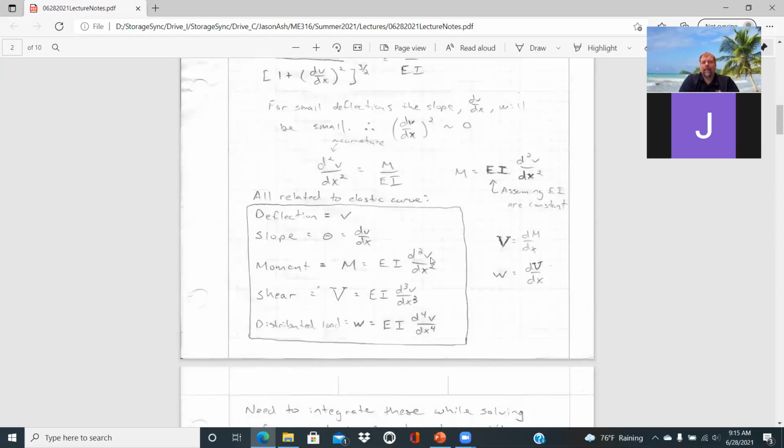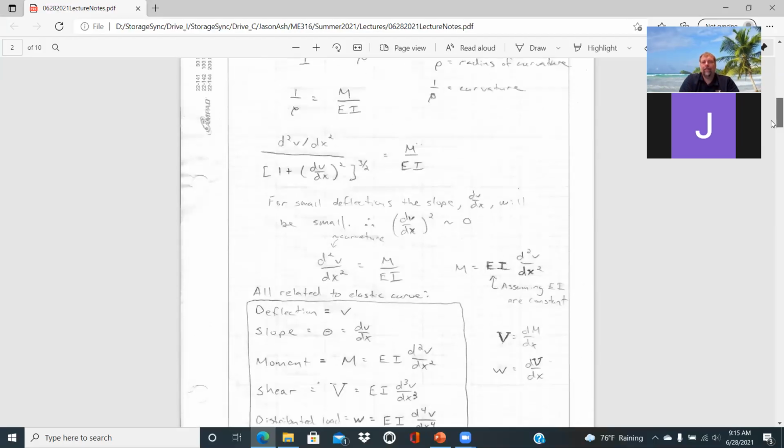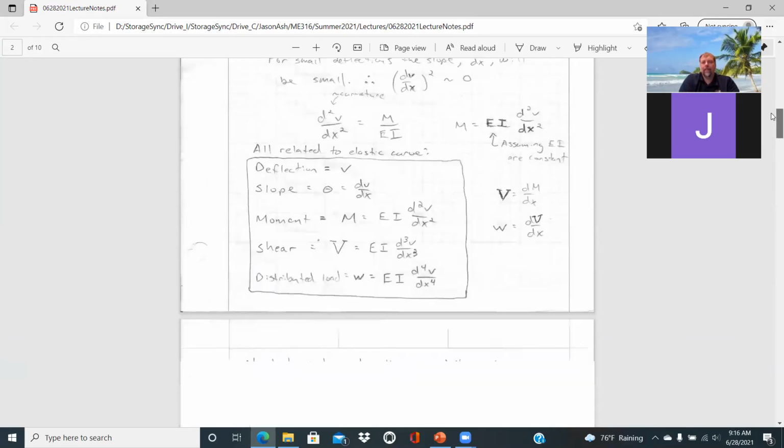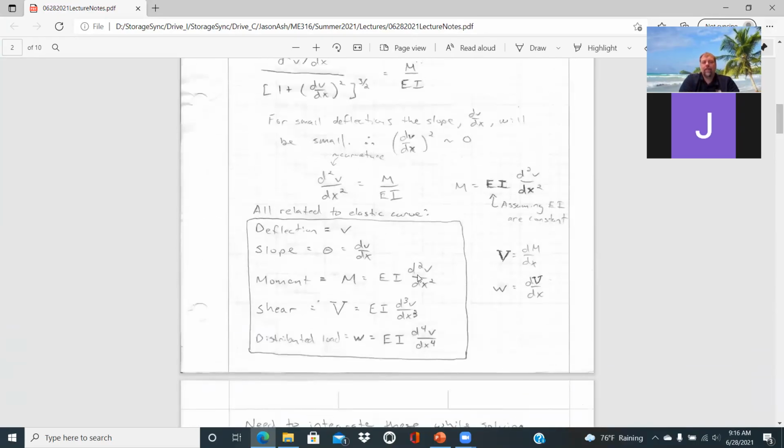And then if we look at that, we have in this expression the approximation for the curvature, d squared v dx squared. But if we integrate that term back, we'll end up with the slope, which is dv dx, theta. And if we integrate back again, that'll give us our deflection v. And so we really have these 5 relationships that tie the distributed load through to deflection.